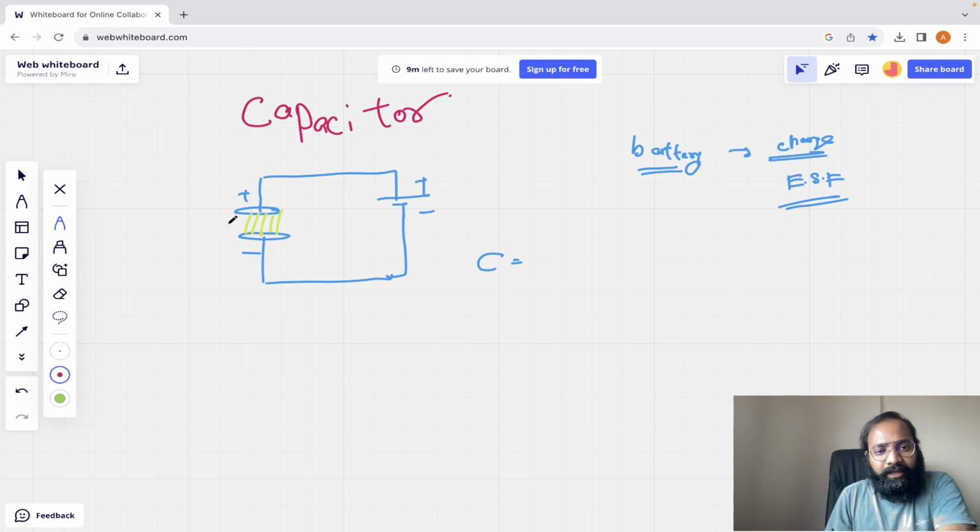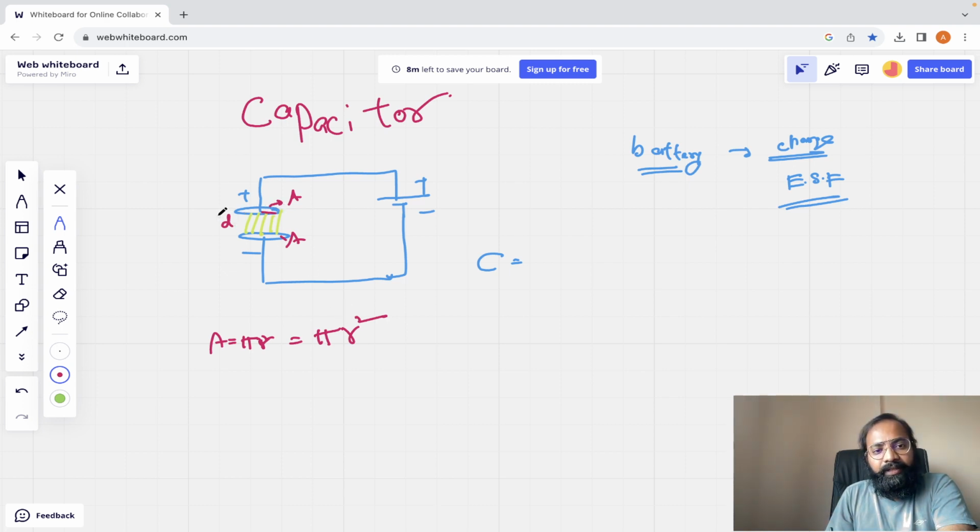What is that condition? If d is the distance between these two plates and A is the cross section area of these circular plates, usually these plates are circular, right? So for circular plates, the area is equal to pi r square, where r represents the radius.